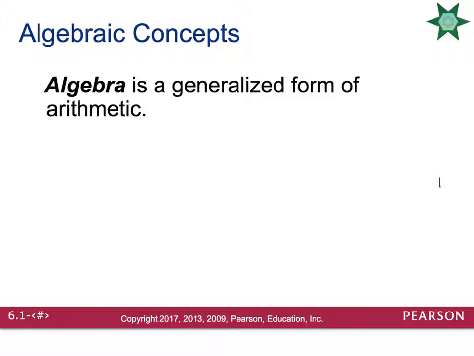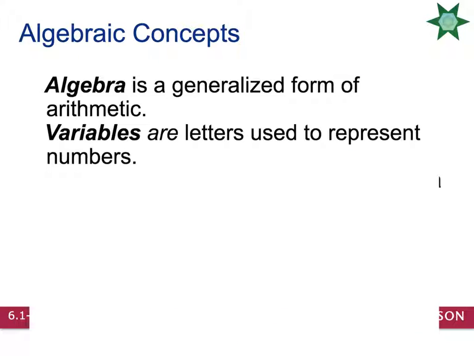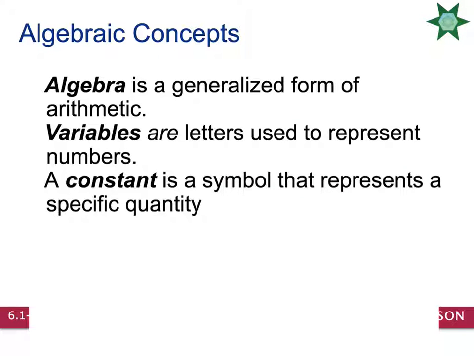First, just some general terminology. Algebra is just a generalized form of arithmetic. In algebra, you're going to run into variables. Variables are just letters that are used to represent a number. You do not know the value of the number, so that's why we use a letter. A constant is a symbol that represents a specific quantity. Typically, constants look just like plain old numbers.